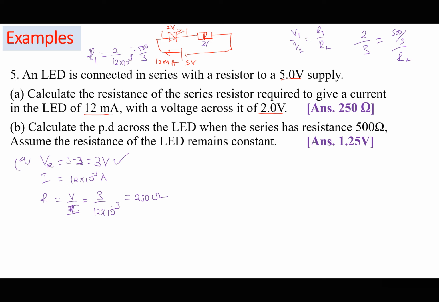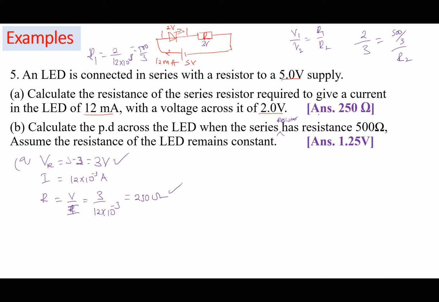So let me see, 3 divided by 12 exponent minus 3, that is 250 ohms. Calculate the PD across the LED when the series resistor has a resistance of 500 ohms. Assume the resistance of the LED remains constant.